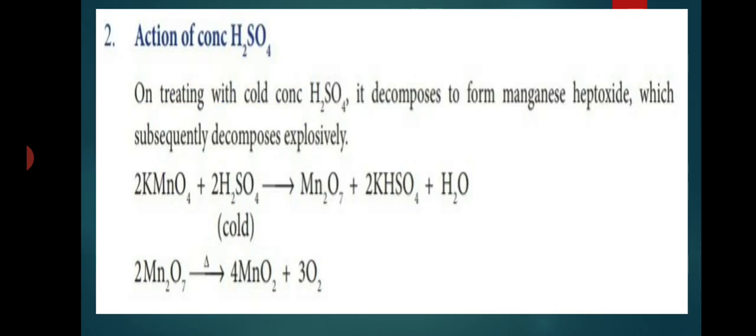On treating with cold concentrated sulfuric acid, it is decomposed to manganese heptoxide: 2KMnO4 plus 2H2SO4 in cold condition gives Mn2O7 plus 2KHSO4 plus H2O. Mn2O7 is unstable. When it is heated, it is converted into MnO2.